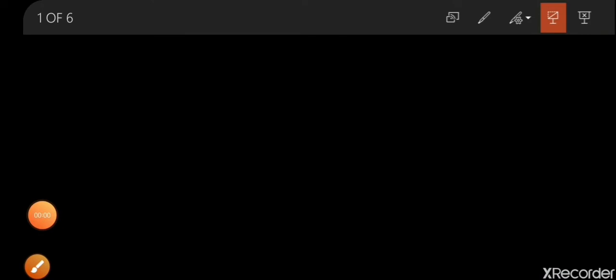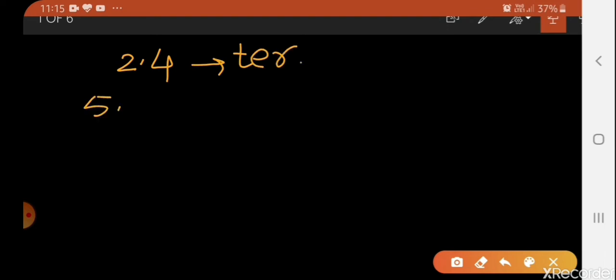Suppose I'm having a number 2.4. So as we can see, there is no other number after the digit 4. So it's a terminating number. Again, I'm having a number 5.678. Here we can see after the decimal there are only 3 digits, 6, 7 and 8. Again, it is terminating after the digit 8. So we can say this is again a terminating number.